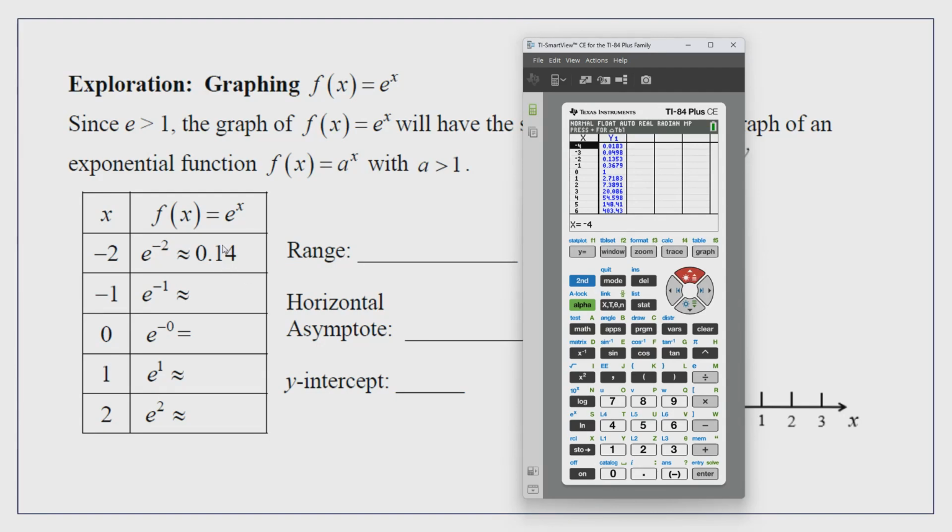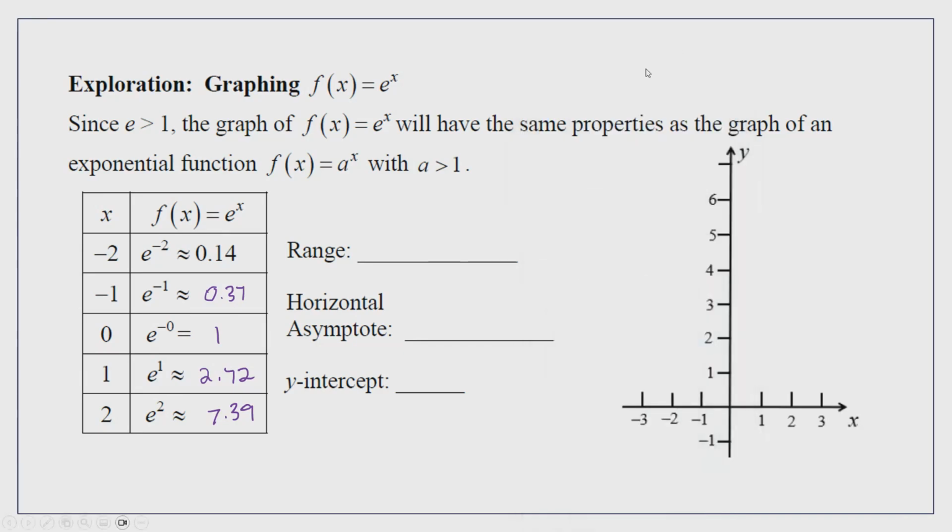So they started with -2 and they rounded to 2 decimal places, so we'll just keep that same format. So we'll have 0.37. Then for 0, we'll have 1. And then for 1, we'll have 2.72. And then for 2, we'll have 7.39. All right, so now let us graph our function.